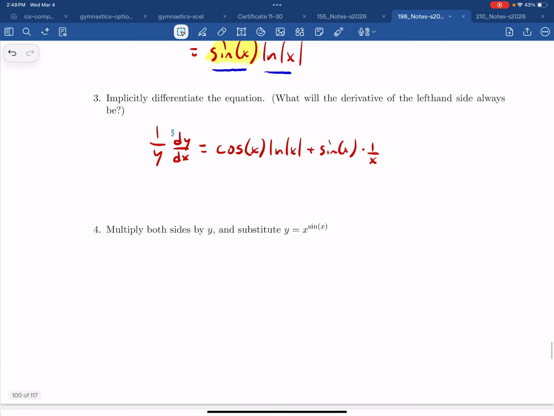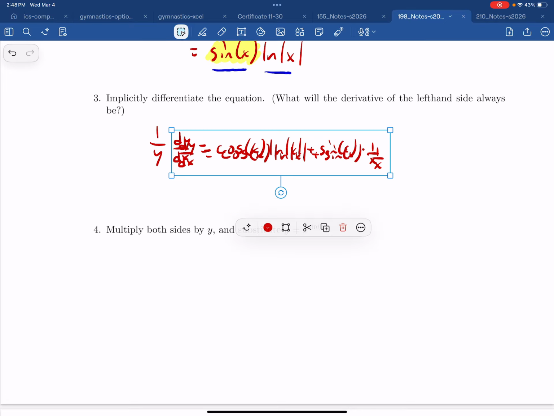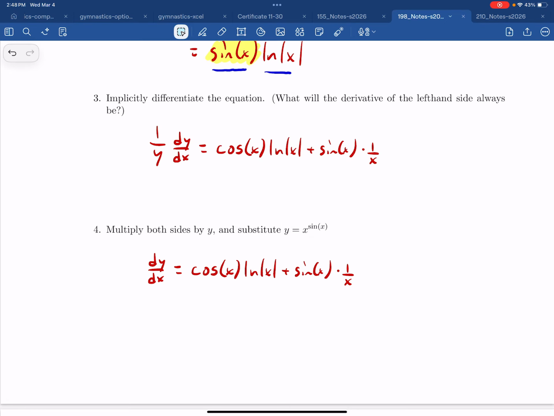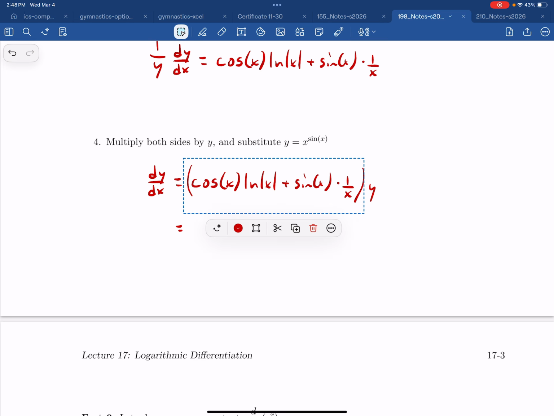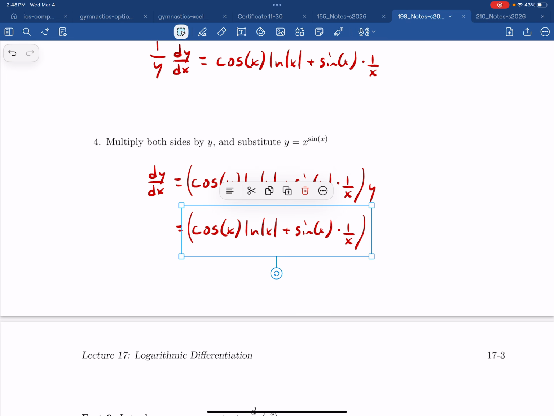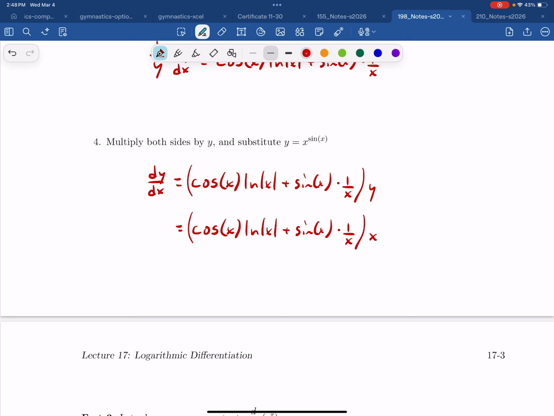So I'm going to be a little bit lazy here, copy this. Multiply this by y, and if there were no way to represent this all in terms of x, well, then we'd be done. But of course, we know that we can just resubstitute y equals x to the sine of x. And that's our answer, right?